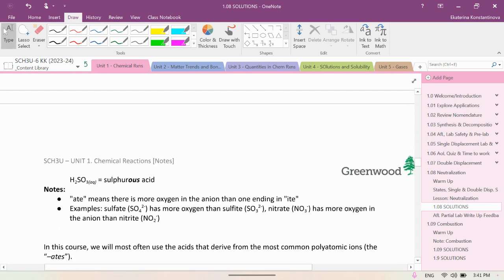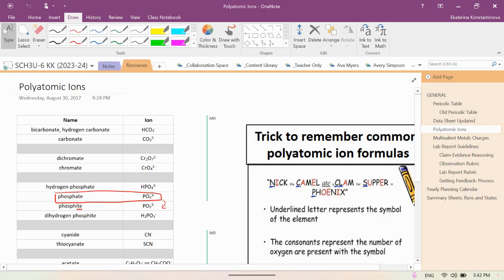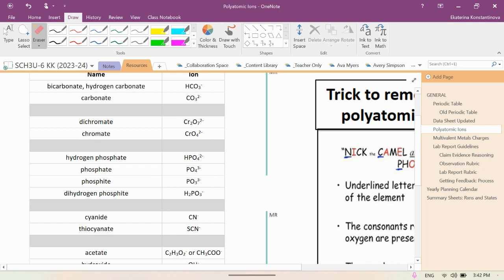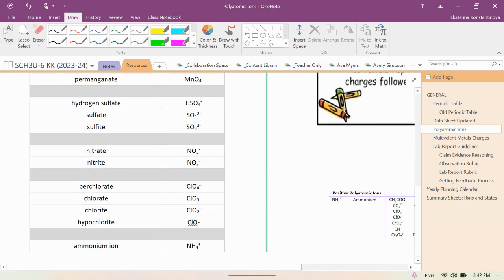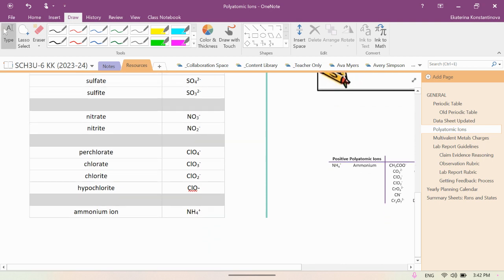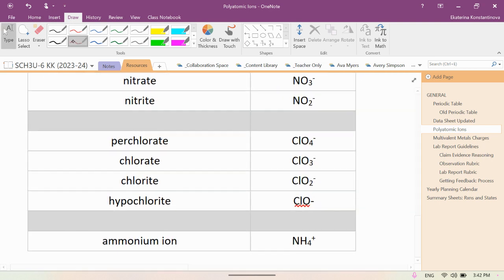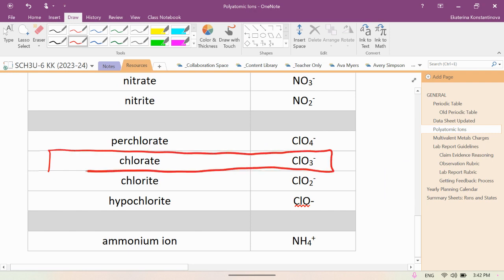A couple of notes. Ate means there's more oxygen in the anion than the one ending in ite. For example, sulfate has one more oxygen than sulfite. Nitrate, NO3, has one more oxygen than the anion nitrite. Now, if you look at your table for polyatomic ions, the easiest way to recognize when you have one more or one less oxygen is just to look at the pattern, okay? Your eights are kind of your bases. That's how many oxygens should be present.